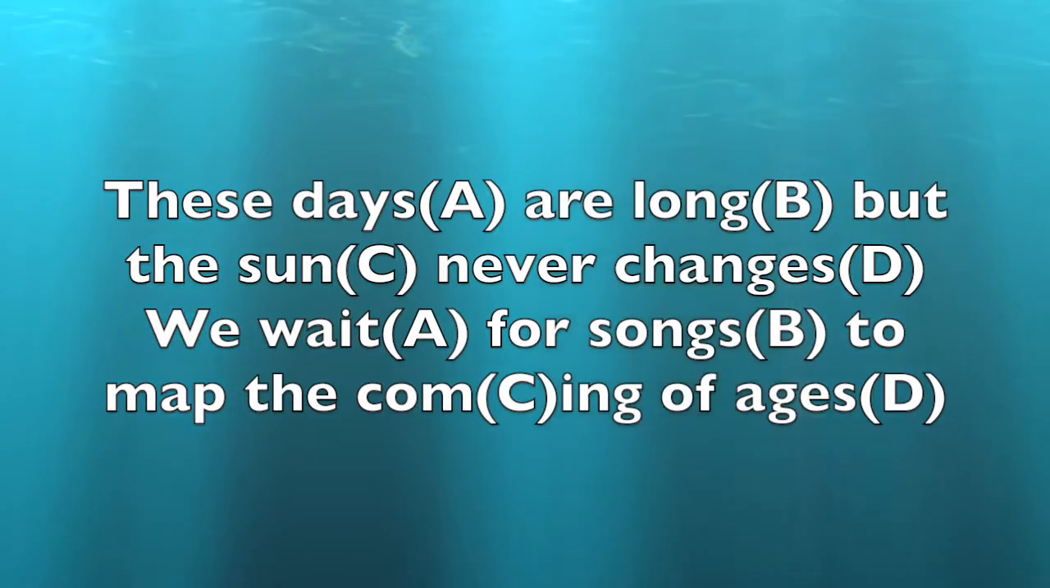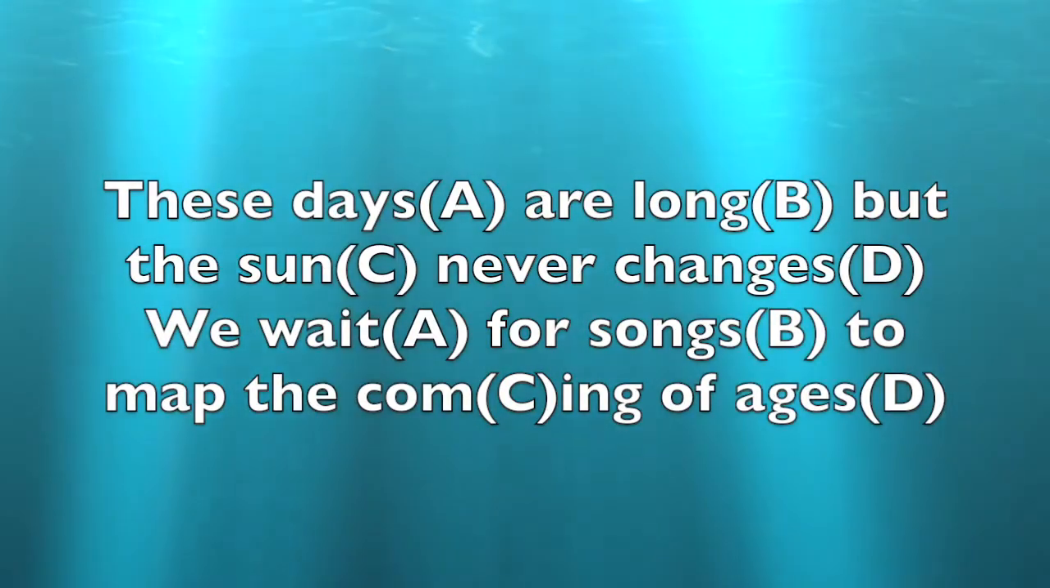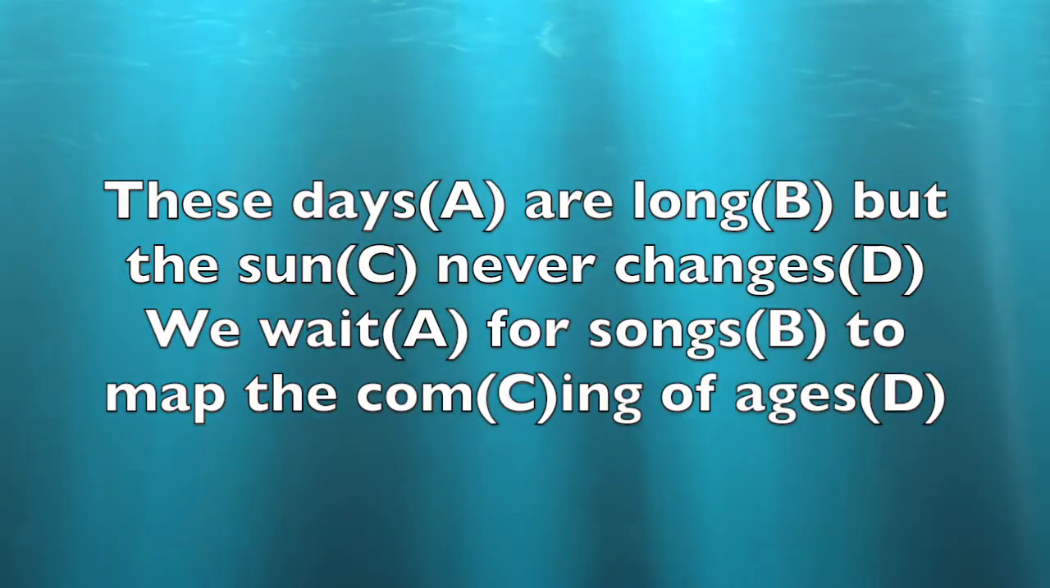These days are long, but the sun never changes. We wait for songs to map the coming of ages. So when you look at it that way, you see there are 4 rhyming words within each line. Now, yes, some of them are slants, but they're all rhyming words. That's basically what a scheme is. If you don't understand it, there's several more videos that I have that'll help you understand how it all works, so I suggest you dig into those.